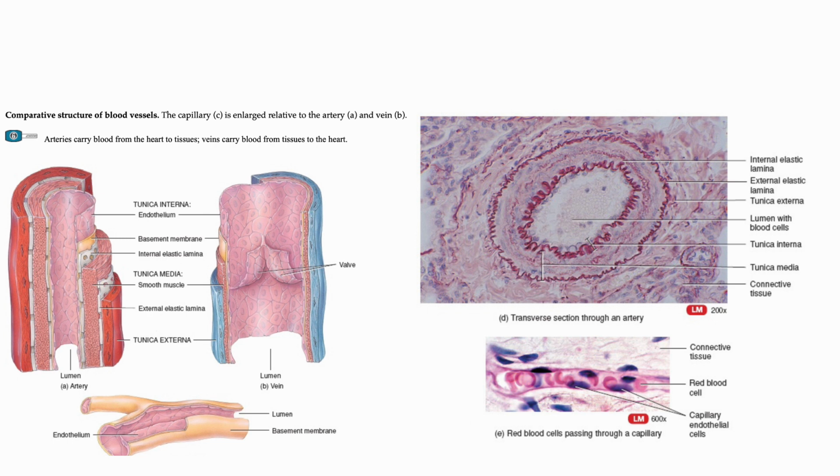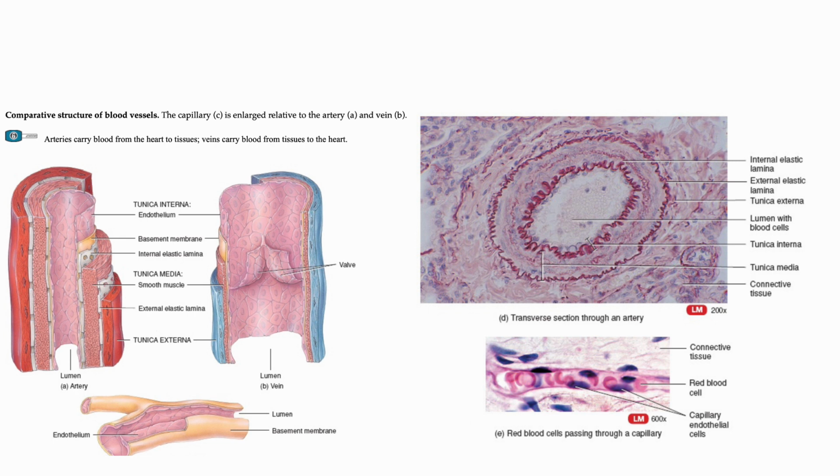These illustrations show that the wall of the artery is much thicker in order to accommodate the higher pressure in arteries. Both arteries and veins have three basic layers in common: the tunica interna, tunica media, and tunica externa. The difference in the thickness of the walls is mostly the result of a thicker tunica media layer. The tunica media is composed primarily of smooth muscle, but also includes two layers of elastic connective tissue.